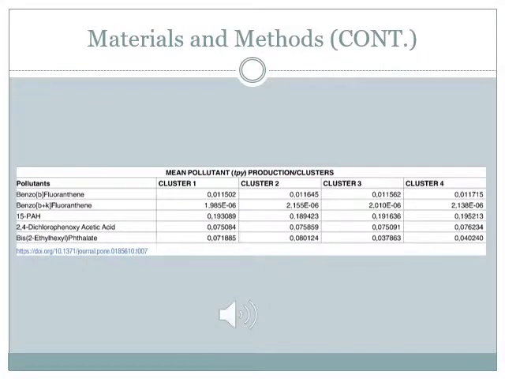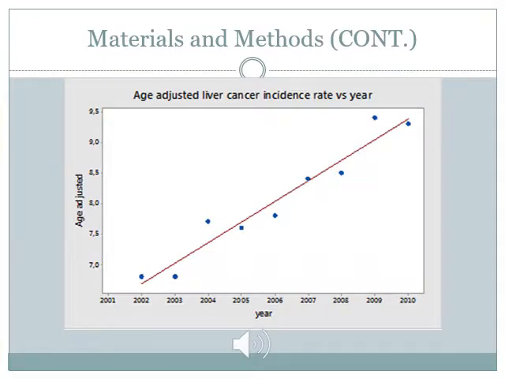Now, this chart gives more details on each pollutant found in each cluster. It gives us much more of an idea on which type of pollutant it could be, since pollutants is a vague word. On this chart, we can see the rate of liver cancer going dramatically higher each year, which is going to cause many more problems in the future for residents of Texas.